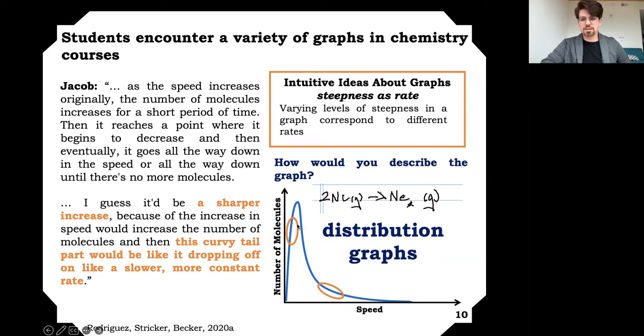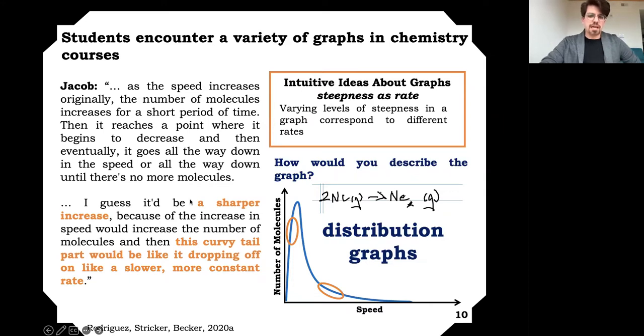And some of the students, when they were describing the graph in our interviews, took that a step further and wrote out a reaction to explain how they were reasoning about this process. What might explain why the number of molecules seems to be decreasing over time? So we have two neons reacting together and forming this Ne2 compound. So they view the graph more as a process, with the peak being an event, and the number of molecules decreasing there.